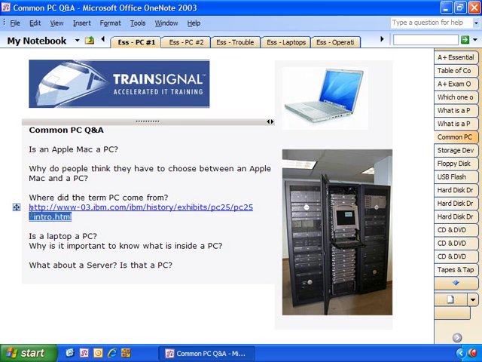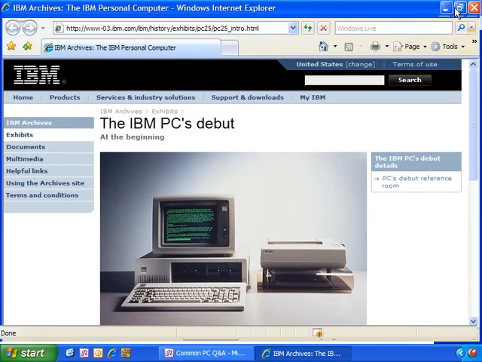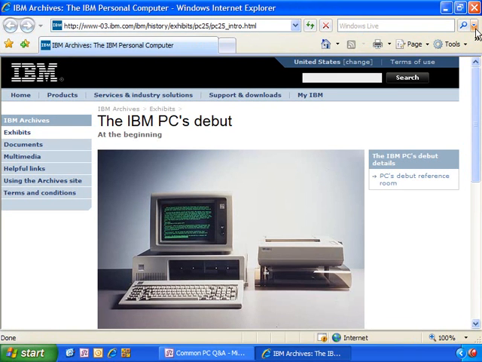So where did the term PC come from? Well, let's look at a little bit of history here. I'm going to click on this web link. And this is an IBM Archive website, and it talks a little bit about the history of the personal computer. So here it says the IBM PC's debut, and here you see a picture of the IBM personal computer back in 1981.